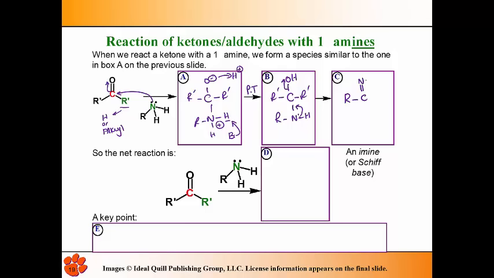and now we end up with a carbon double bonded to a nitrogen, but the nitrogen will hold a positive charge. Upon deprotonation from a base, where the base might also be the amine, because amines also act as bases, we end up with a product that's called an imine.